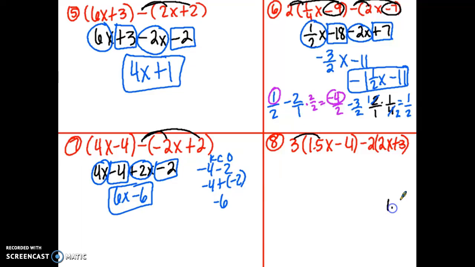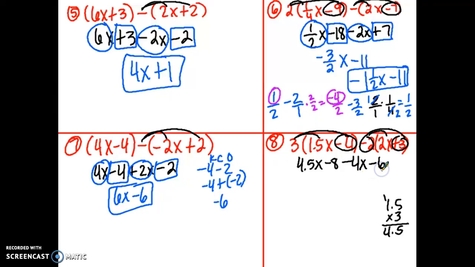3 times 1.5. 3 times 5 is 15. 3 times 1 is 3, plus 1 is 4. 4 and 5/10 x. 3 times negative 4 is negative 8. Negative 2 times 2x is negative 4x. And negative 2 times positive 3 is negative 6. Now I combine like terms. 4.5x minus 4x. We line up our decimals. 5 minus 0 is 5. 4 minus 0 is 0. My bigger number is positive, so this is 5/10 x.